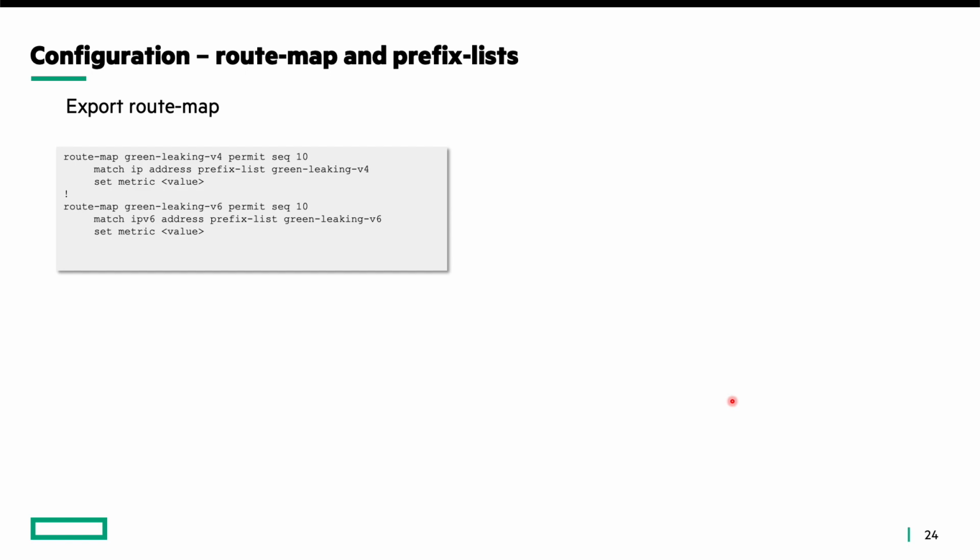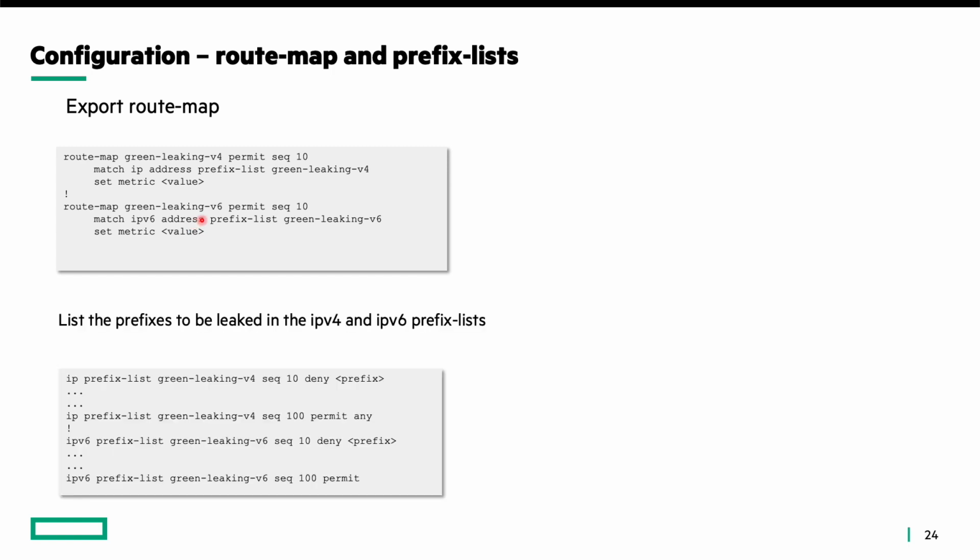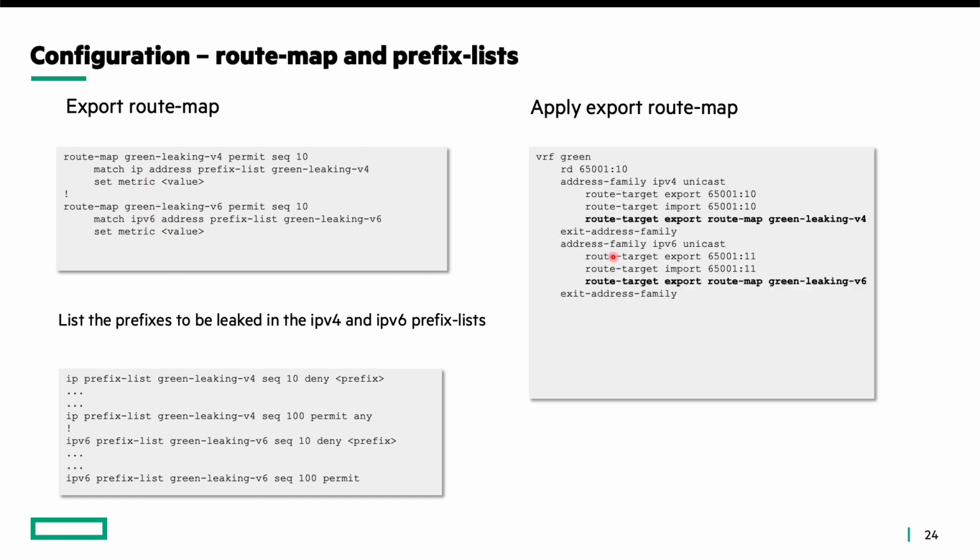Now you need to configure a prefix list for what we want to leak as an IPv4 prefix. We can, as I said, set a metric value, and the same for IPv6. So for the prefix, yes, the command is ip prefix-list for IPv4 and ipv6 prefix-list for IPv6, matching IP and IPv6 in both cases. And then at the end, you apply this route map.